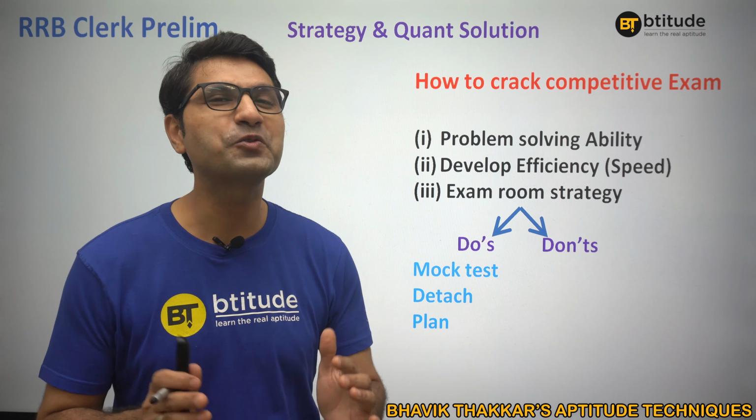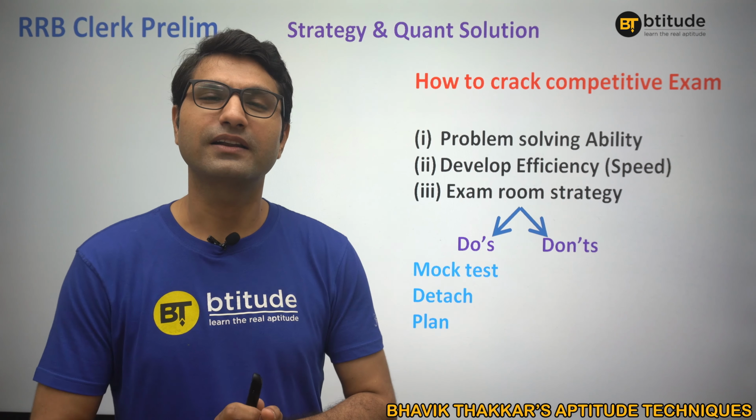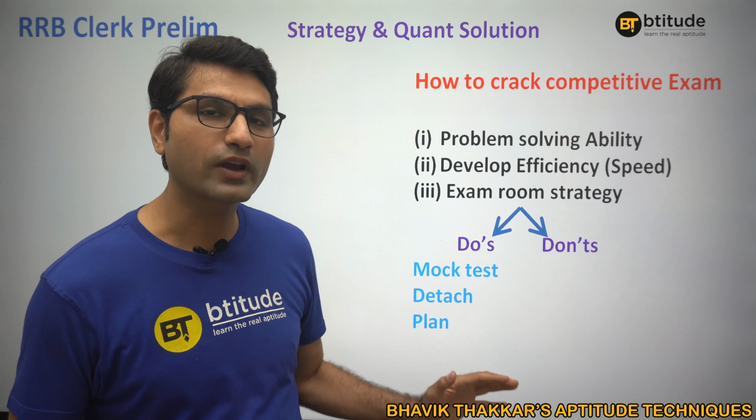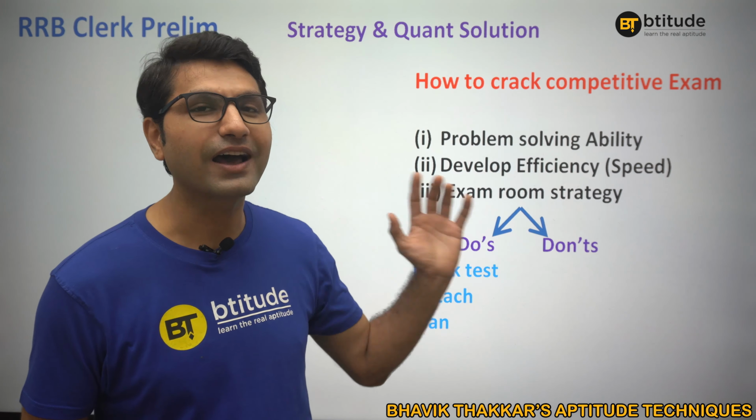You have to plan. That's the most important thing. If you don't plan anything, how would you perform? Right? What is this plan? For example, if right now we are talking about the RRB Assistant prelim exam, we know that we have to answer around 80 questions in 45 minutes. So we get around 30 to 35 seconds per question, right? So what should be your plan?